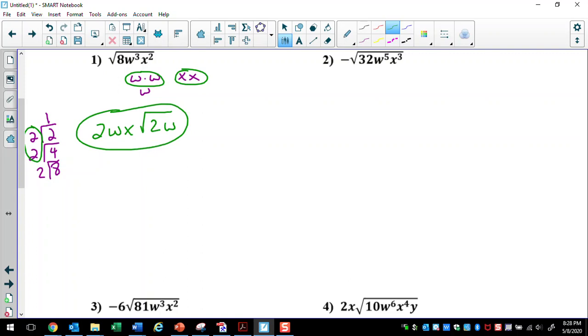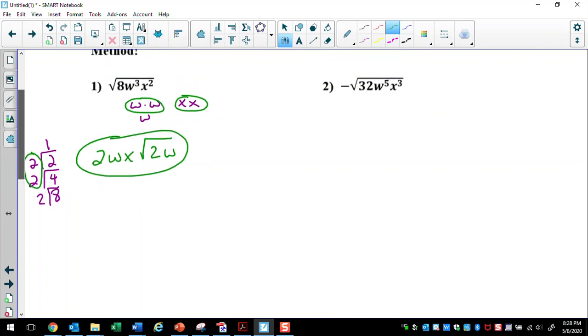Done. Not too bad. Alright, I got this negative sitting on the outside, so remember there's actually a negative 1 sitting there. So now I'm going to deal with that 32, but we don't want to forget about that negative 1. We're going to use him later. Okay? So first though, let's birthday cake that 32.